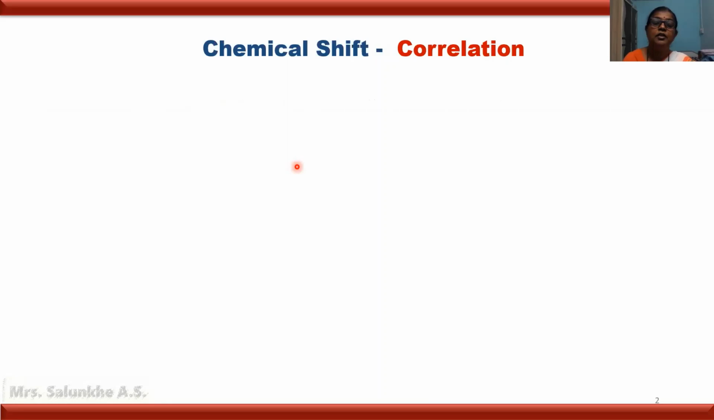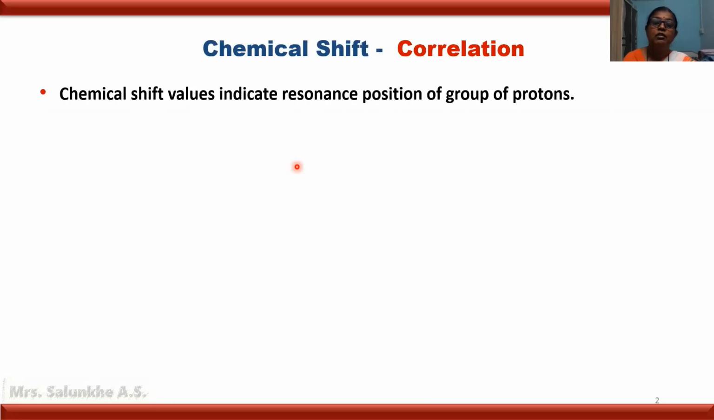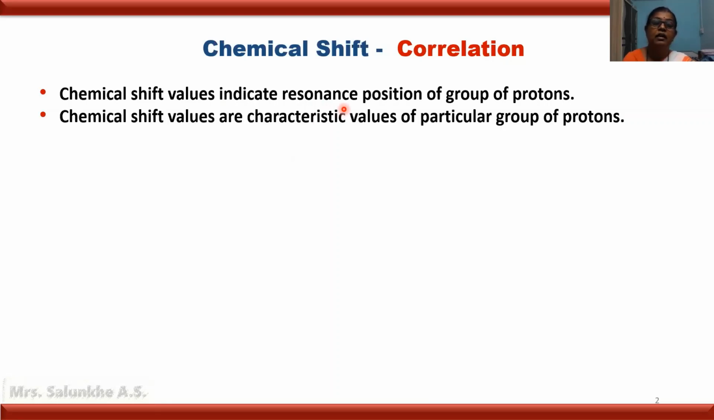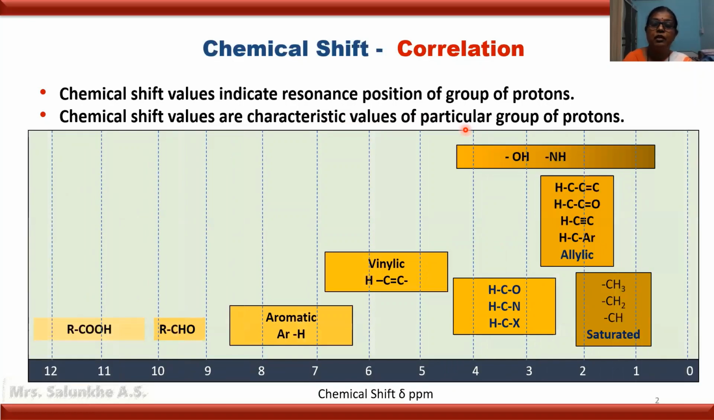First we see chemical shift. Chemical shift values indicate the resonance position of a group of protons in the NMR spectra. And these values are characteristic of a particular group of protons. That is, for a particular group of protons, there is a characteristic chemical shift value. This is the correlation data for chemical shifts. Generally, chemical shift values are from 0 to 12 delta for PMR spectroscopy.